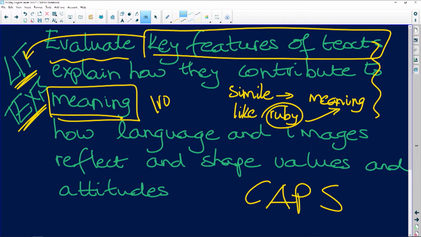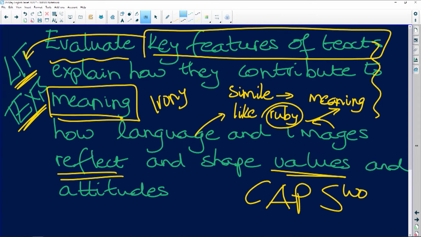So it's very difficult for me, Ellen, to know which key feature you are having trouble with. I suspect it's something like irony, because my students have such difficulty with irony. But you need to tell me what the problem is. Then, how language and images reflect and shape values and attitudes. Again, give me an example of what's causing a problem. So let's take this language, let's take this image. How does it reflect a value?